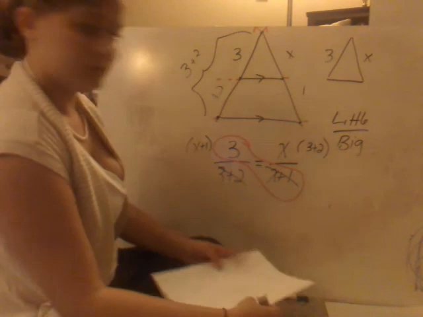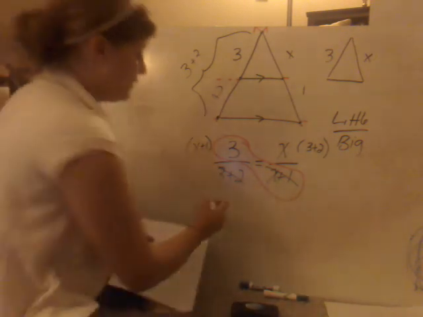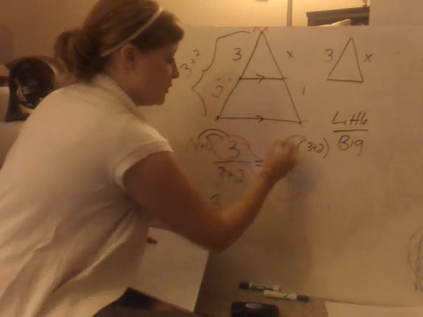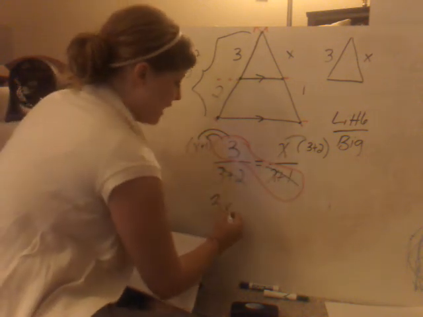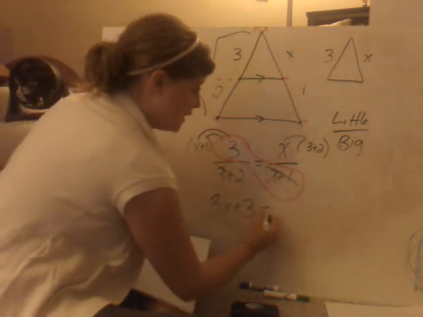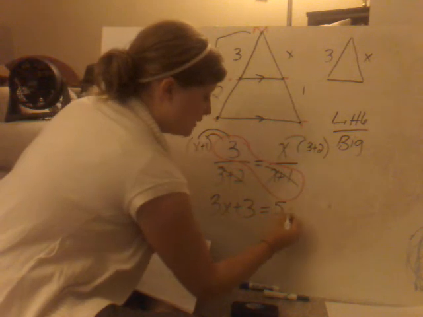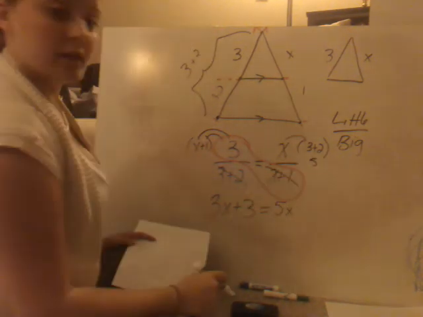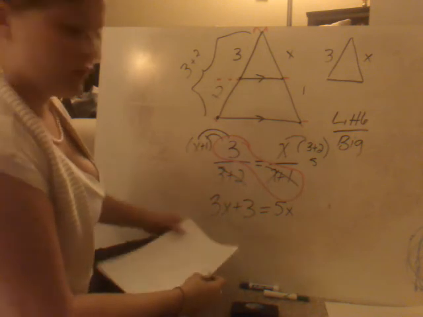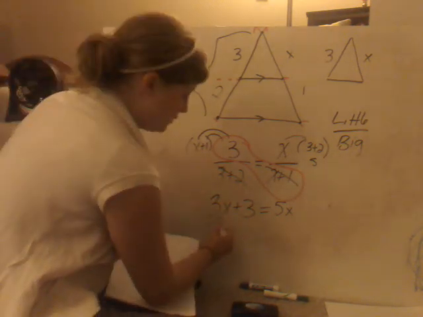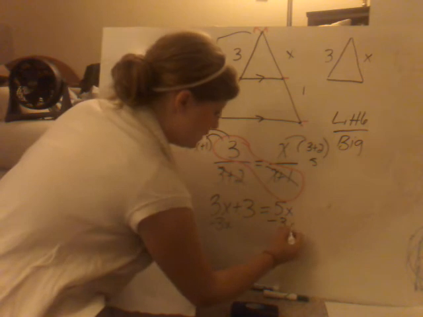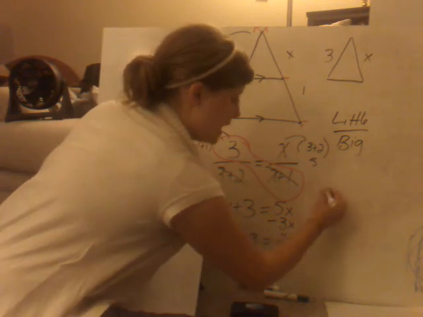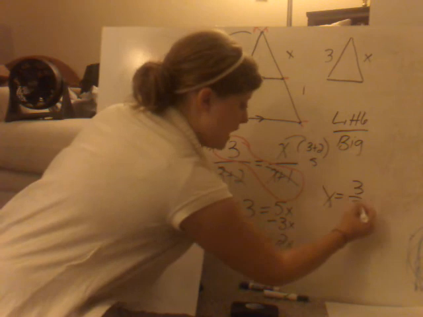Alright. So now I'm going to have 3, because I'll distribute the 3 and I'll distribute the x. So I have 3x plus 3 is equal to 5x. Because remember, 3 plus 2 is 5. So I just went ahead and made that 5x. So now I'm going to subtract the 3x. So now this is just a regular problem. Now I have 3 equals 2x. X is equal to 3 halves.